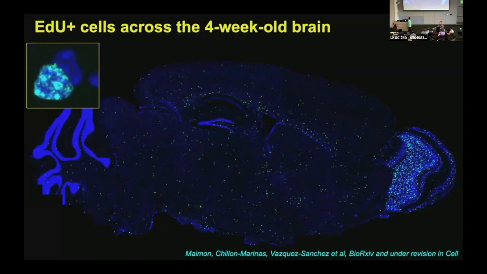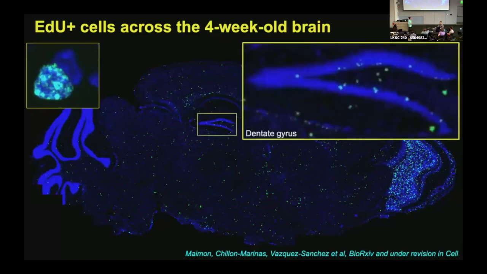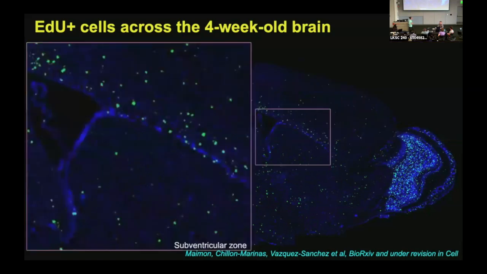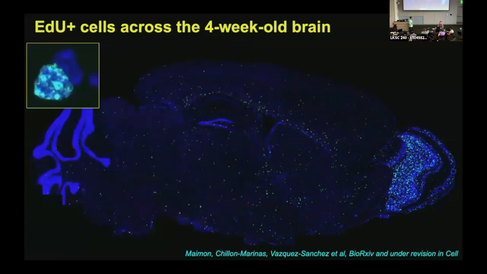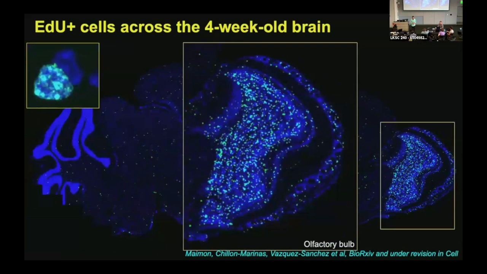And you see that the EDU is incorporated all throughout the nuclei. So it's really consistent with proliferation rather than DNA damage. And we confirm the appearance of these cells in the dentate gyrus, one neurogenic niche, in the subventricular zone, the second one, and in the olfactory bulb, which is really what others have already established.